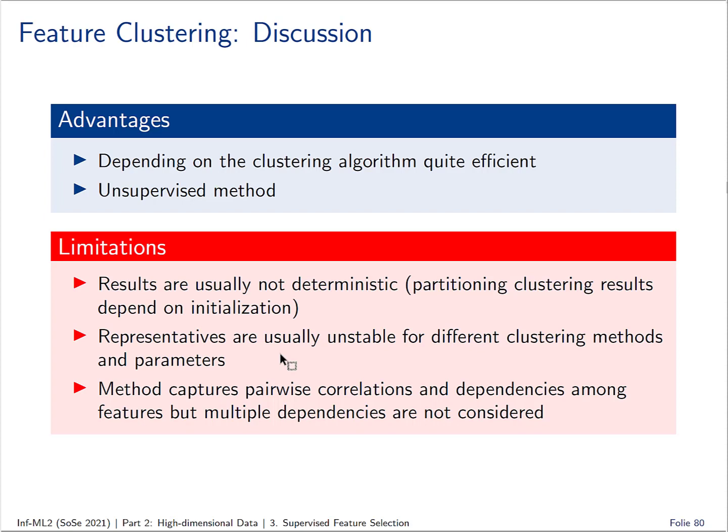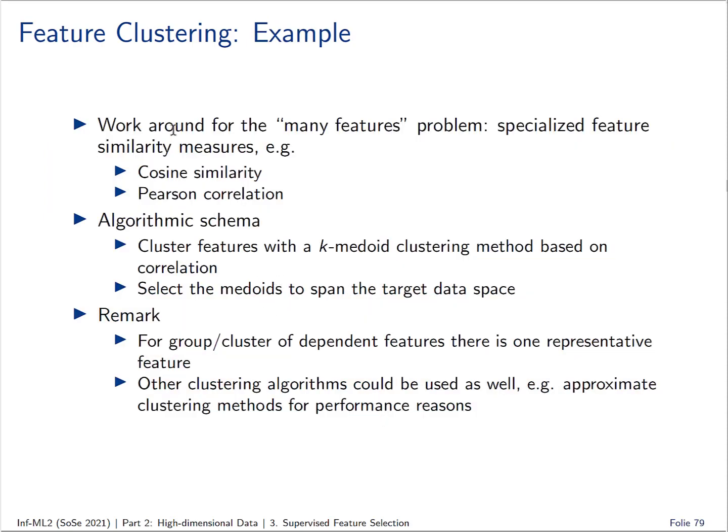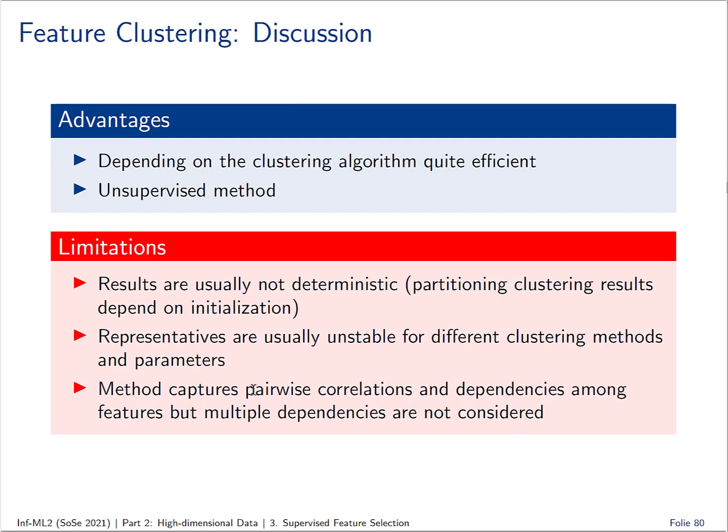And yeah, this method captures pairwise correlations, pairwise dependencies and pairwise similarities among features, but not multiple dependencies. Obviously, because with a similarity measure we only compare two things, in that case two features. So we can only compute and measure pairwise similarities, pairwise dependencies, pairwise correlations. That's the downside, so to say.